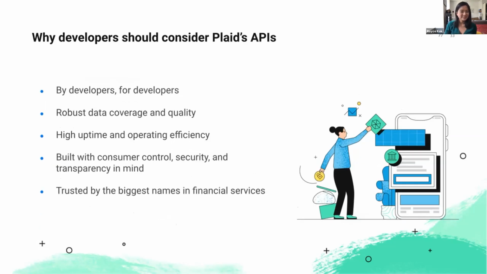Next slide, please. So if you're still thinking about it, here's a couple reasons why you should consider building on Plaid's API. We're a company that is built by developers for developers. Our team is focused on maintaining a robust categorization and parsing engine so you can have access to high quality data. We also actively monitor and maintain high uptime. More importantly, our product is built with consumer control, security, and transparency in mind. Finally, we work with some of the largest financial institutions and fintechs, so we look forward to having all of you come build with us. Next, Richard will take us through how you can get started.